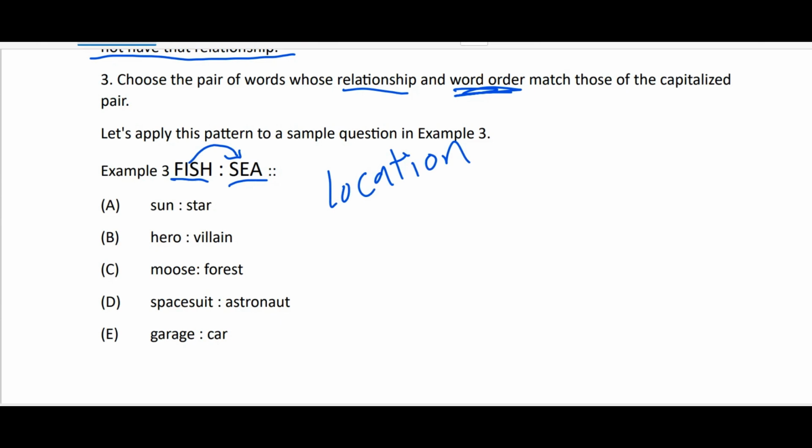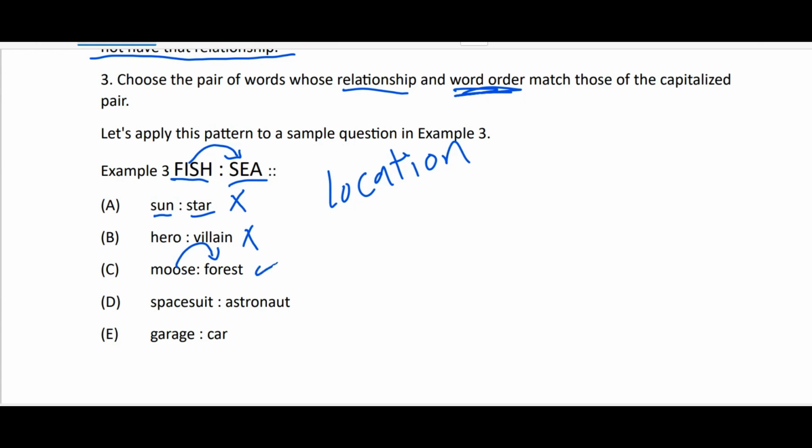The sun and the star. Can we find the sun in the star? No, I should eliminate. Hero and the villain. What's the relationship here? This is an antonym relationship. So we cannot find the hero in the villain. This is also not correct. Moose and forest. Can we find the moose in the forest? Yes, the location of the moose is the forest, and we can find the moose in the forest, or a moose can be found in the forest.